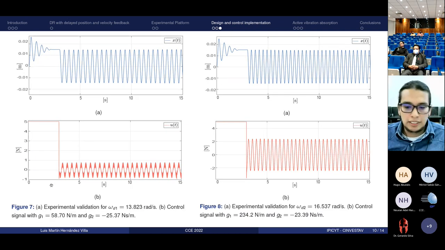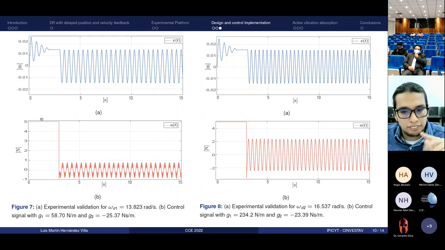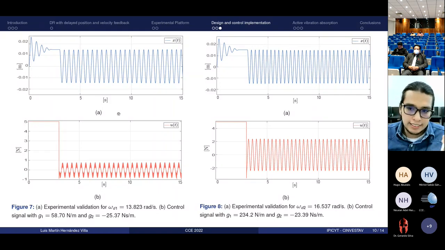Now figures 7 and 8 show the experimental validation for each frequency. As we can see, during the first 3 seconds, we run the system in open loop by applying a step function at 5 newtons. And after these 3 seconds, we apply the designed control law for the delay resonator. As we can see in both experiments, the control law induces the desired DR behavior at this design frequency.